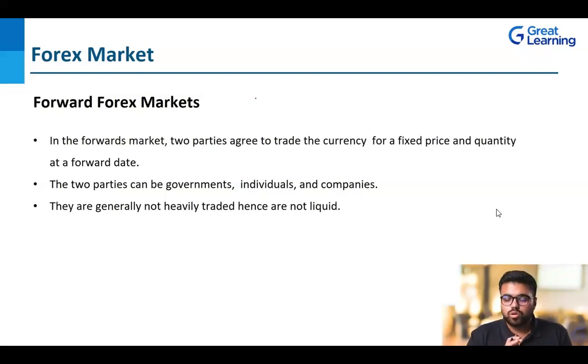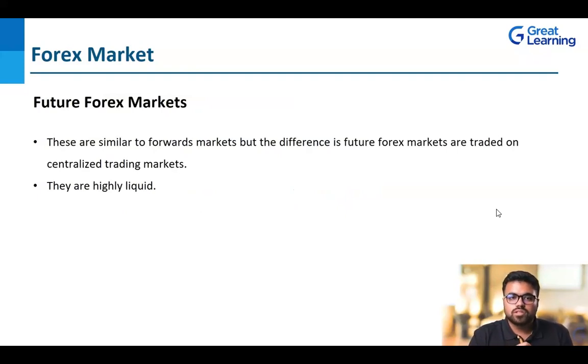Now this involves a lot of risk, as I already mentioned. If you don't meet the exact price that you're putting your money on, you may end up losing a large chunk of money. That is exponential loss, right? The two parties can be either governments, individuals, or companies. It is open to all, and they are generally not heavily traded. Hence, they are not liquid. So the volume of trades in these forward markets is less, because it is on a very high risk level.